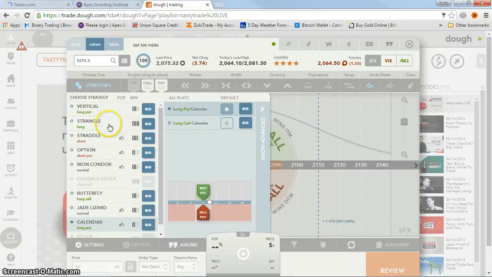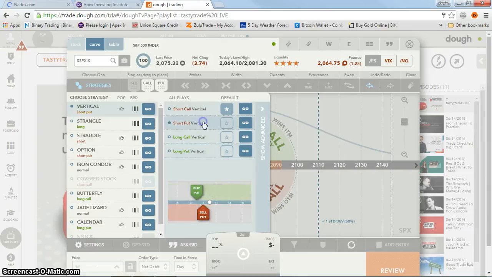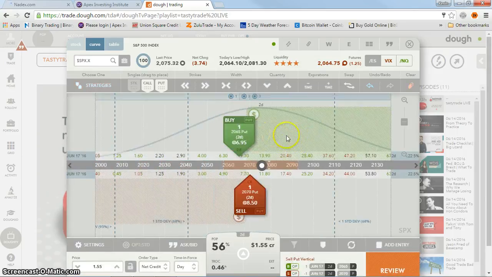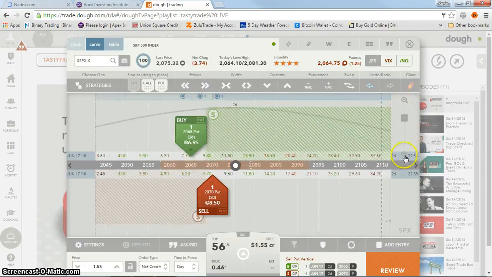Let's just start something real basic. Vertical. You got calls, you got short puts, and let's just do this as an example. Let's do a short put vertical. So you just click that strategy and hit go, and then it's going to put this on this kind of chart here, and you can take that and expand it or shrink it down.